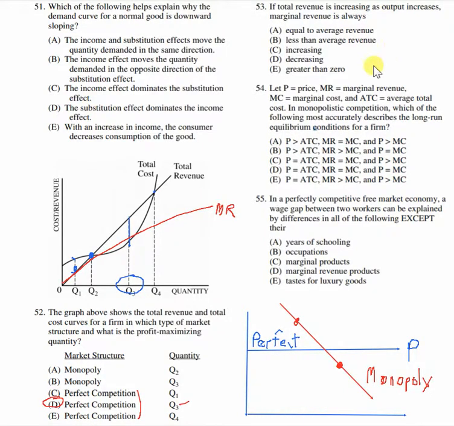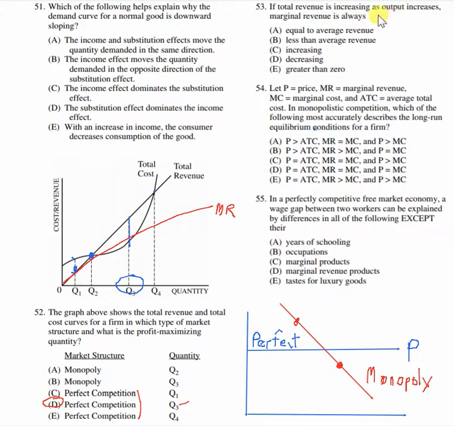Alright, number 53. If total revenue is increasing as output increases, marginal revenue is always... So essentially, if you sell more, you make more, which means that the marginal revenue is always going to have to be some positive number. Otherwise, if the marginal revenue was negative, then you sell more and the total revenue would actually go down. But we know it's not negative. It's got to be positive. So as total revenue is increasing as output increases, marginal revenue always has to be some positive number.